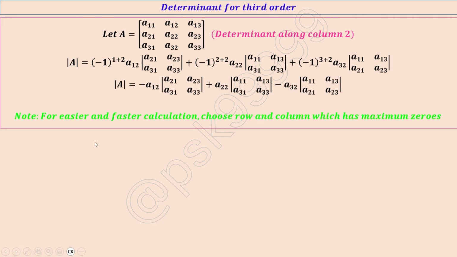Okay, so which row or column should you choose to find the determinant easily? The easier way is to choose a row or column where you have the maximum number of zeros, which means you don't need to do much. If an element is zero, you can leave that term. So that's the advantage.